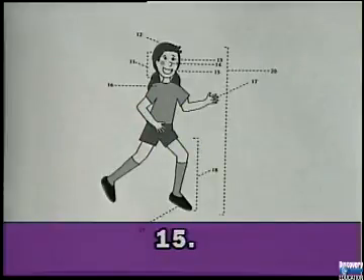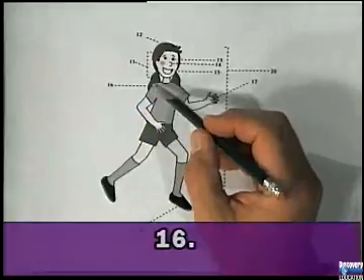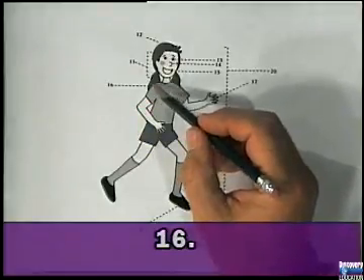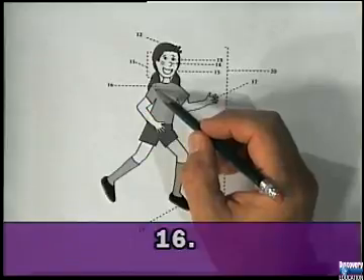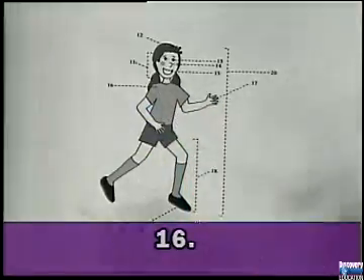Let's look now at number 16. Number 16 is this joint right up here. That's right, we looked at this and it was right in here. See if you can find the name of that in your answer key and write the letter of your response next to number 16.